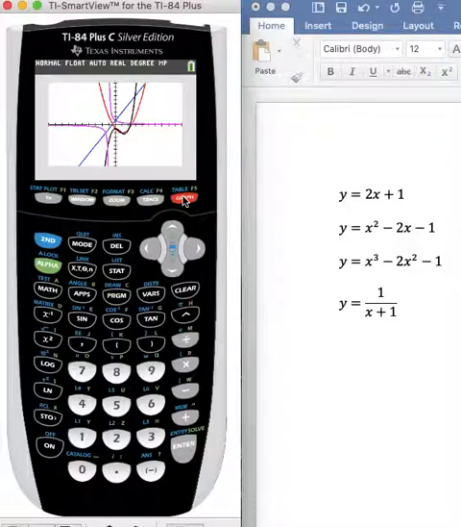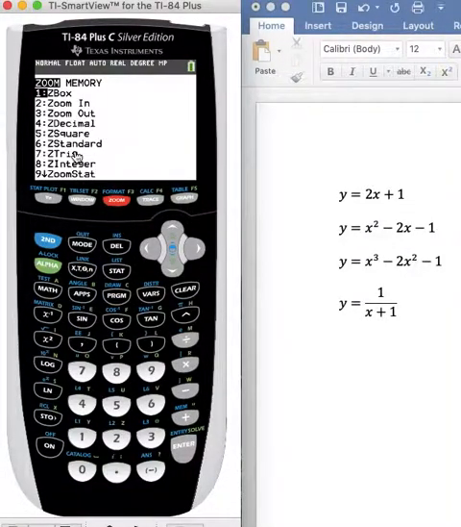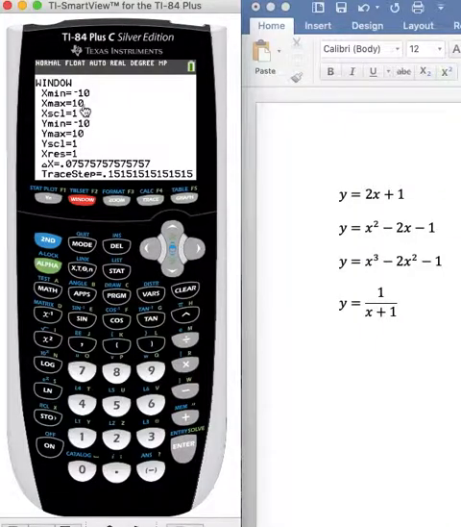Now there are various things I may want to do to look at those graphs. For the moment, I have started with everything on a standard zoom, which is here. If I want to set the zoom myself by hand, I can go to Window here, and here is where it's telling me what my scale is. So I can change the scale.